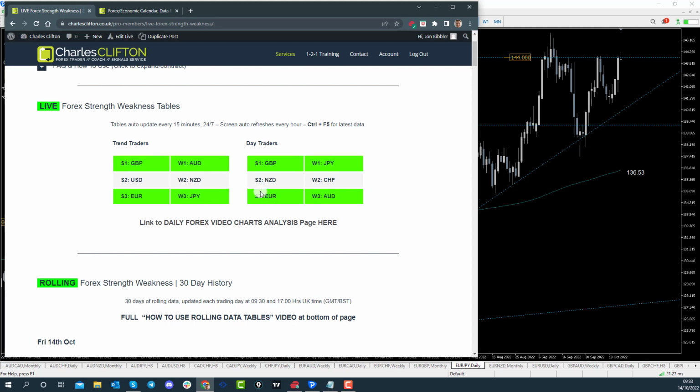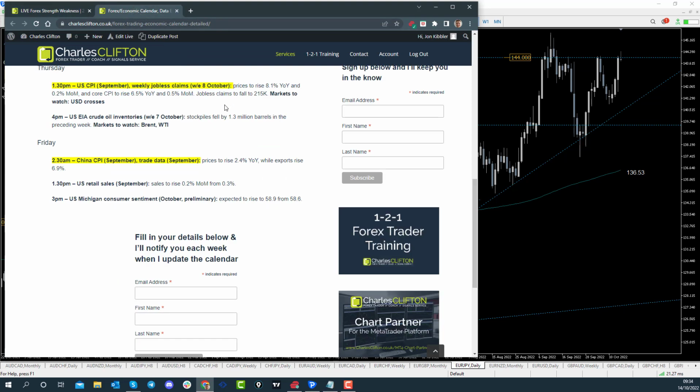So we're going to kick it off with pound Aussie, but before we do, we're going to check on our Forex economic calendar. You can see that we've had data out of China already, but today we have US retail sales at 1:30 p.m. and then at 3 p.m. we have the US Michigan consumer sentiment. So really important data this afternoon.